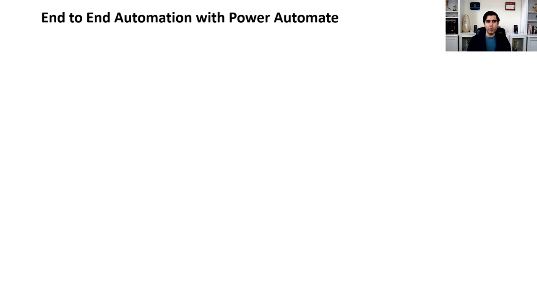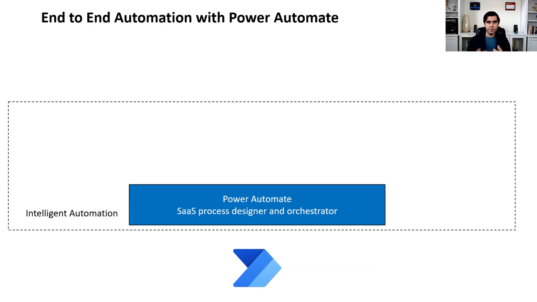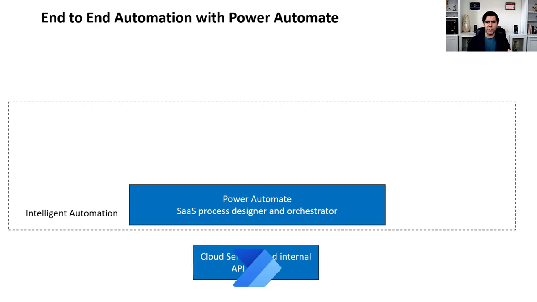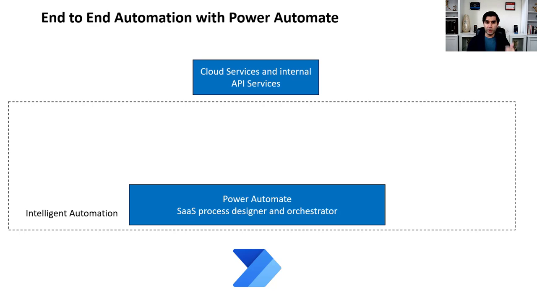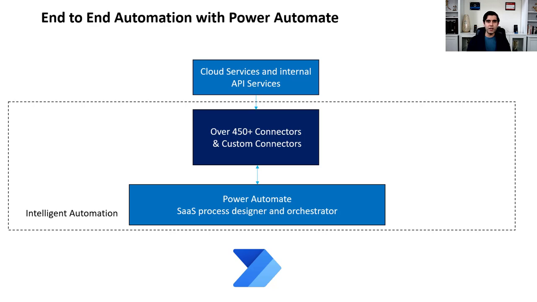So Microsoft Power Automate enables end-to-end automation. Power Automate is basically a software as a service process designer and orchestrator. It allows intelligent automation. So if you would like to automate processes around cloud services and internal APIs, in that case, Power Automate has over 450 plus connectors, as well as the ability to create custom connectors.